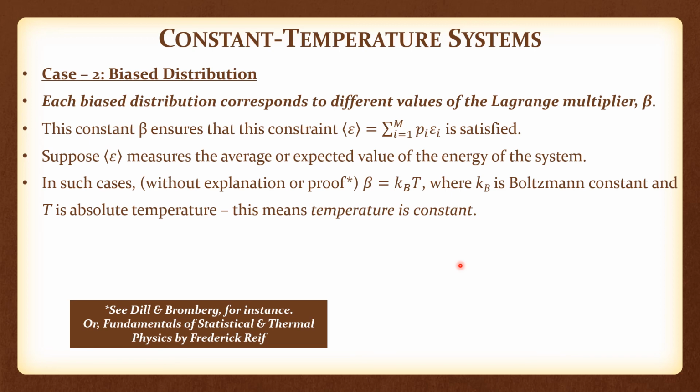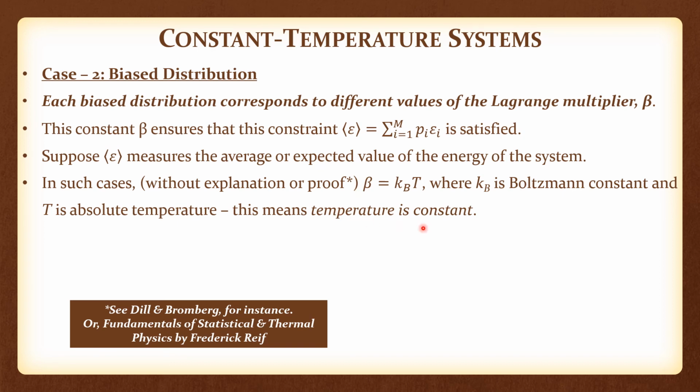What you are getting is, if you are looking at measuring the average expected value of the energy, subject to this constraint that not all the microstates are equally likely, then I get a constant of beta to be Kb times T, where Kb is the Boltzmann constant and T is the absolute temperature.